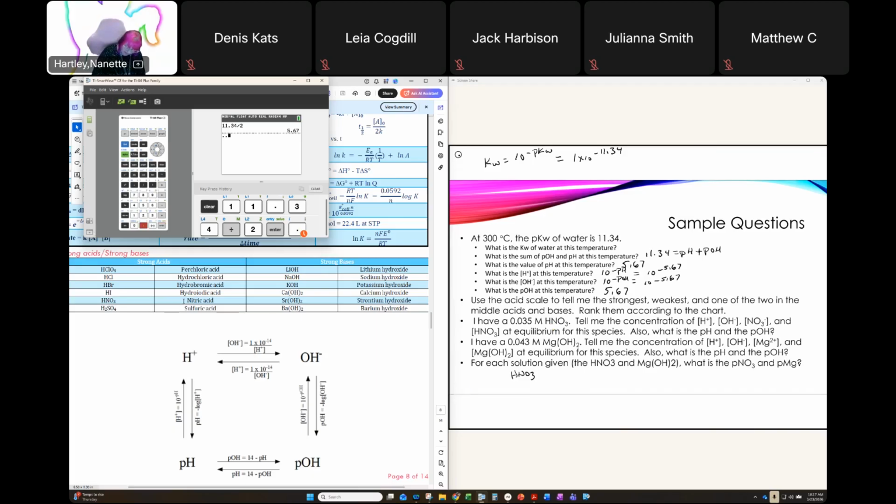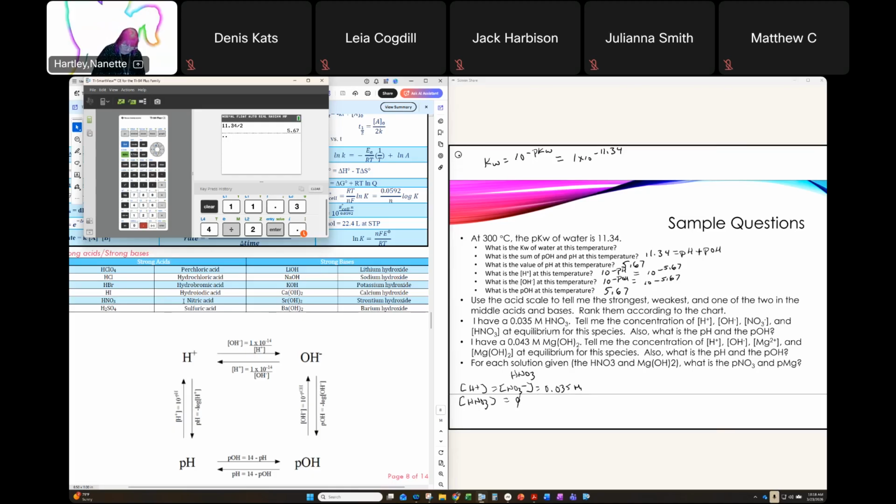That means that I have an H plus equal to the NO3 minus, and that's equal to 0.035 molar, because that's what I was given. So I know that those are what I'm looking at there. If I want to talk about what's the concentration of the HNO3, that's equal to 0, because it's a strong acid. So I have none left.